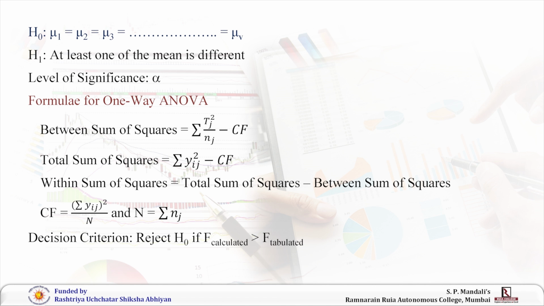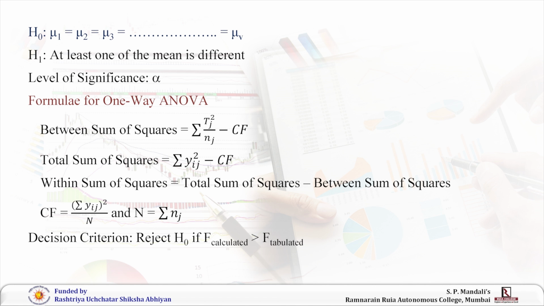The test is at level of significance alpha, and these are the formulae for calculating the various sums of squares for the ANOVA table. Since we are comparing the variances as well, the test statistic here has to be obtained from what is called an ANOVA table, which is done with the help of these formulae. We shall see the formulae in detail and the method of calculation in the example, and now let us see how these formulae are to be put into an ANOVA table.